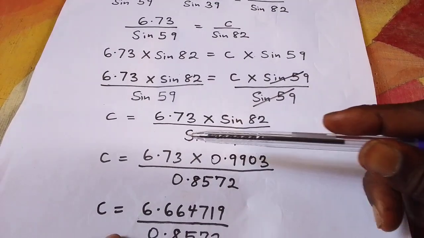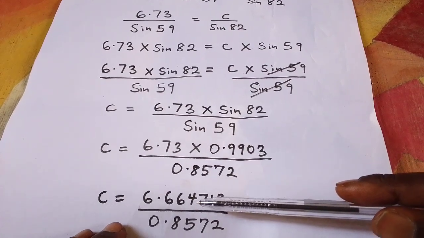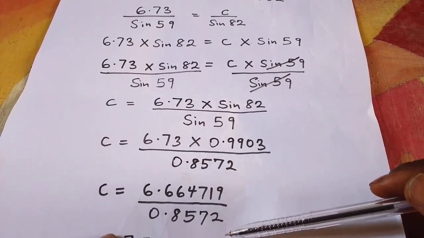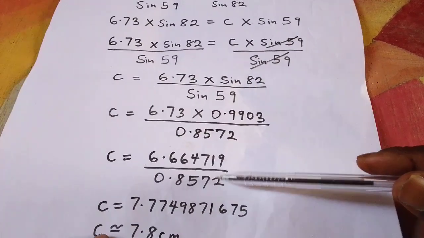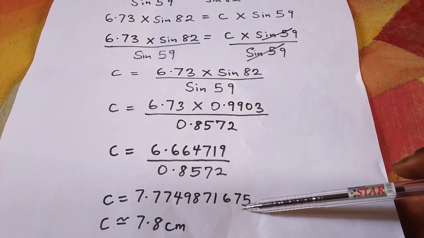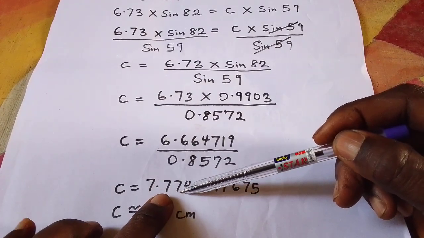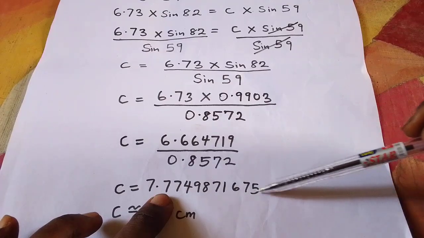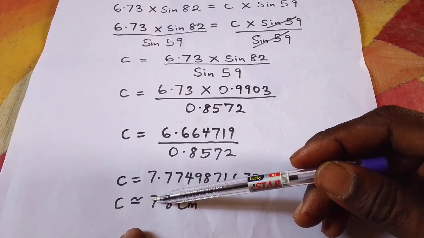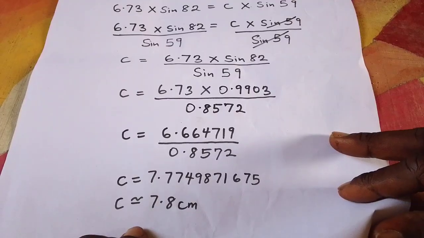If you multiply 6.73 times 0.9903, it will give you 6.664719 divided by 0.8572. So when you divide this, you are going to get 7.7749871675. So to 1 decimal place, after the decimal point, this is 7. The next number is 7. It's more than 5, so before you cut these decimal numbers off, you add 1 to this, making it 8. So that means your final answer should be 7.8 centimeters. So that's the value for the side c.